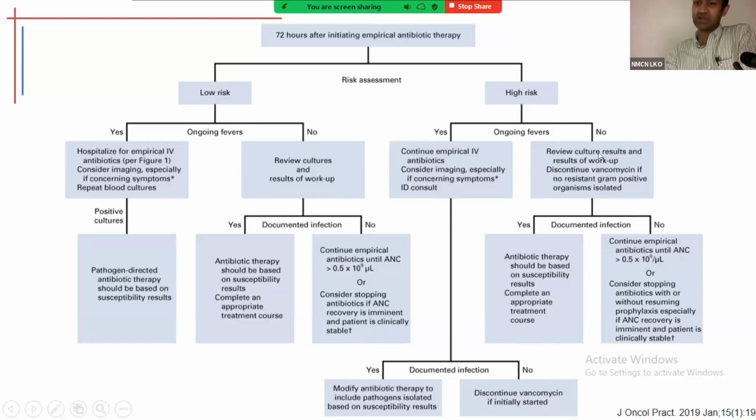And if the patient does not have any fevers ongoing, you can then look again at cultures for any documented infection and de-escalate accordingly. Otherwise, continuing antibiotic therapy is the same as for the low risk patients, when neutropenia is resolved, or if the patient is stable and the neutropenia is imminently resolving, right?